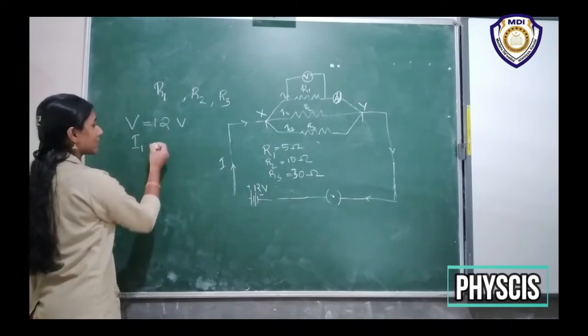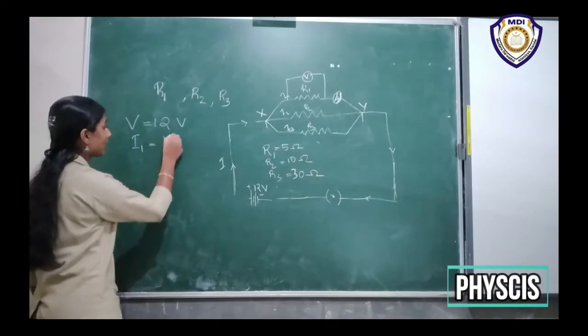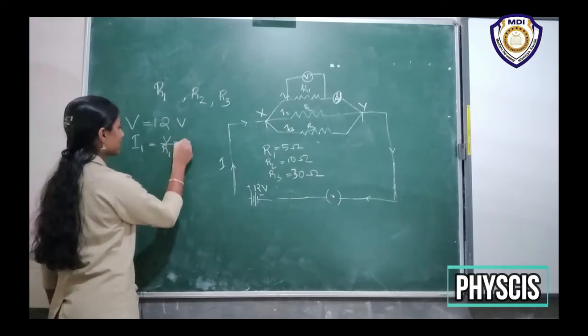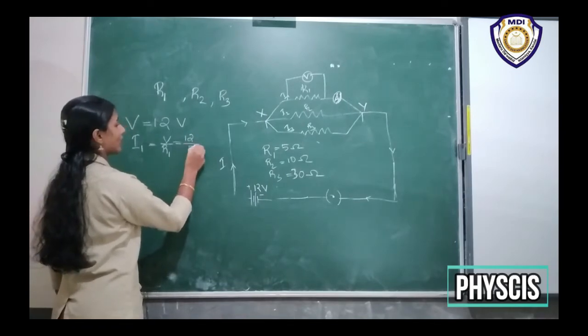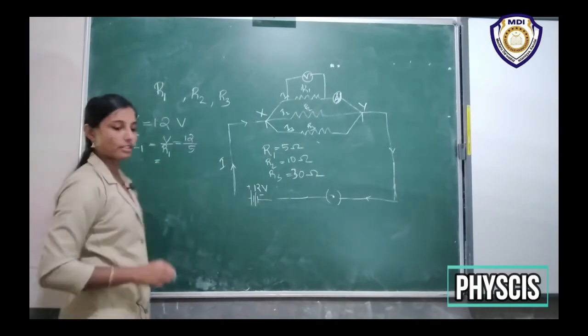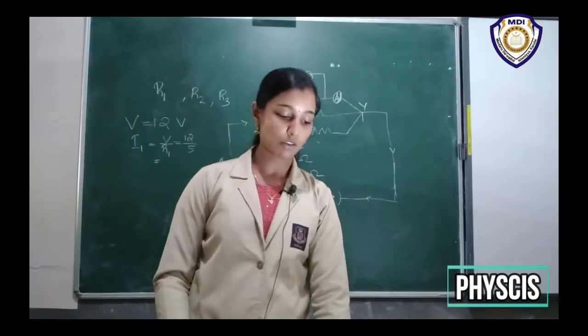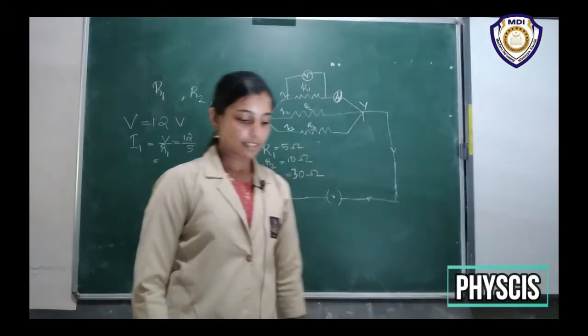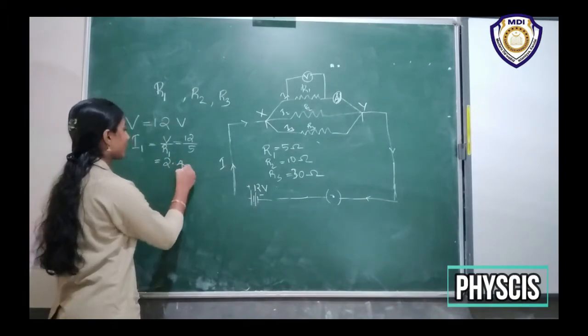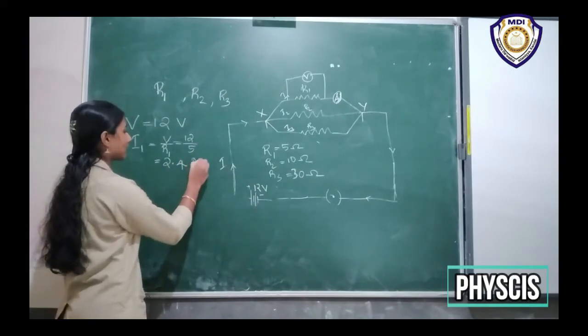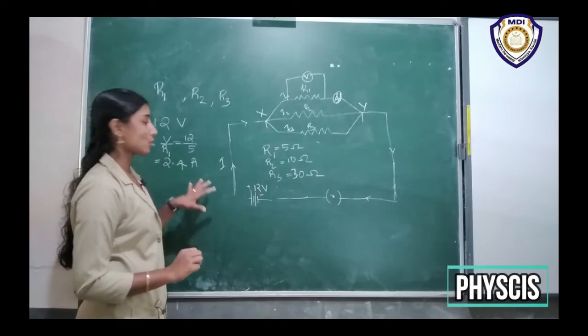I1 is equal to V by R1. So what is the value? 12 by R1, which is 5. So what is the value of I1? I1 is equal to 2.4 ampere. Okay, you should write the unit also.